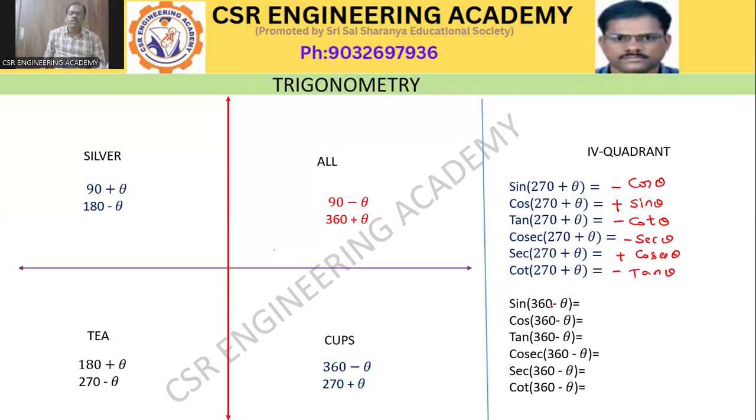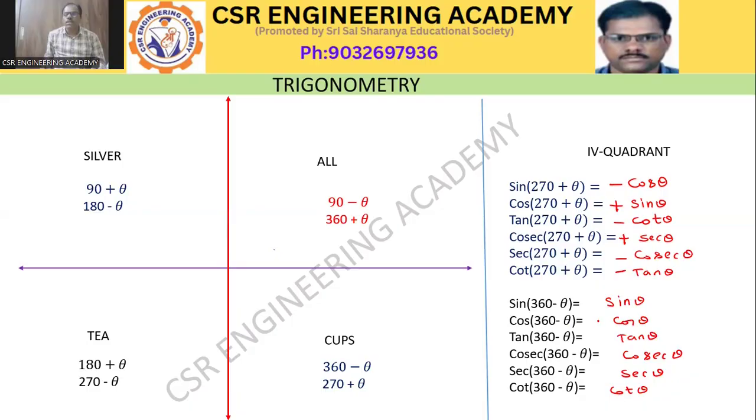360 minus theta, that is an even multiple. So sine only, that is sine 360 minus theta is sine theta, cos 360 minus theta is cos theta, tan 360 minus theta is tan theta, cosecant 360 minus theta is cosecant theta, secant 360 minus theta is secant theta, cot 360 minus theta is cot theta. Here the cos 360 minus theta value is positive, secant 360 minus theta value is positive, remaining all negative.